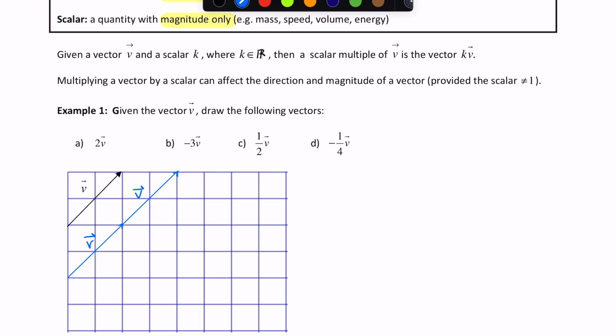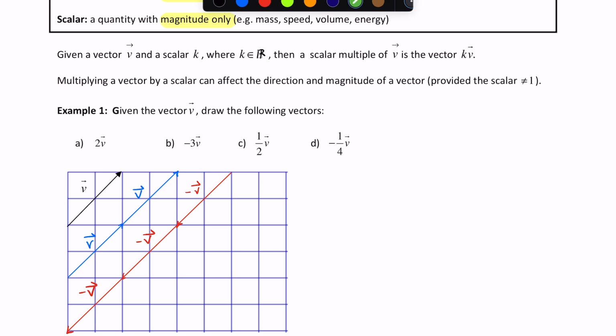For b, it's negative 3v. Here, again, the direction is now the opposite, and we're going to draw 3 of vector v. So here we have 1 negative vector v, 2 negative vector v, and 3 negative vector v.